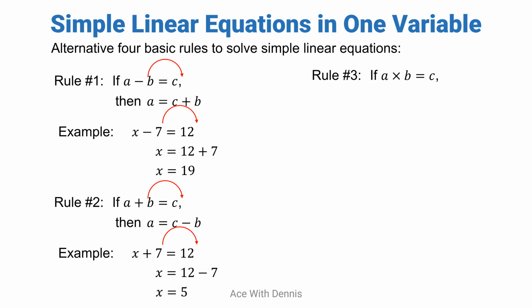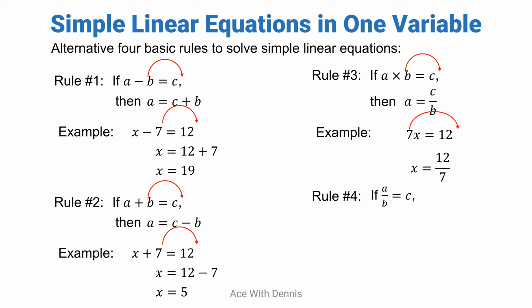Rule number 3. What about multiplication? So if a multiplied with b equals c, now again we move the b to the right hand side. From multiplication it becomes division. Then a equals c over b. Example, 7x equals 12. Now move the 7 to the right hand side. From multiplication becomes division. Then x equals 12 over 7.